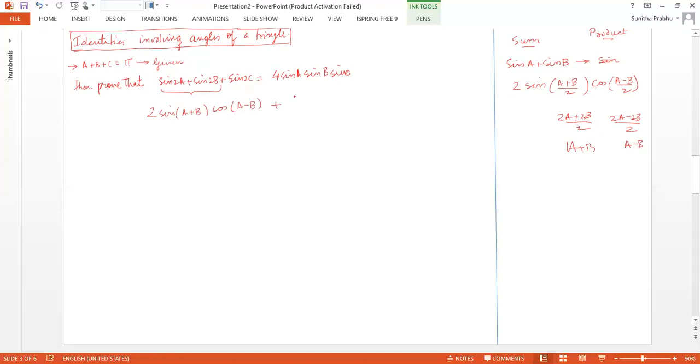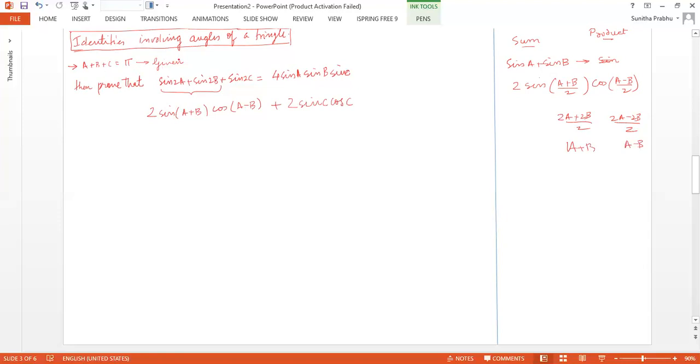Plus sine 2c. Sine 2c, can I write it as 2 sine c cos c? Yes, sir. Okay. Now, we have a plus b, a minus b, 2 sine c cos c. Why did this guy tell a plus b plus c is equal to pi?